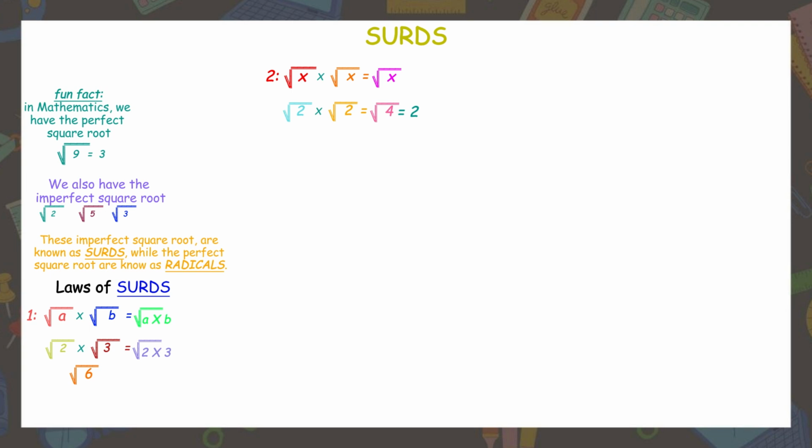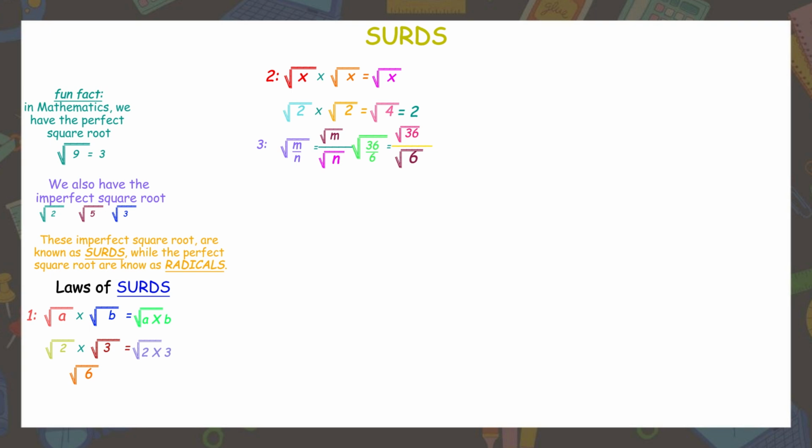So we also have the division side, law number 3. When we have the square root of m over n, it is the same thing as the square root of m divided by the square root of n. For example, the square root of 36 over 6 can also be the square root of 36 divided by the square root of 6. So they mean the same thing.